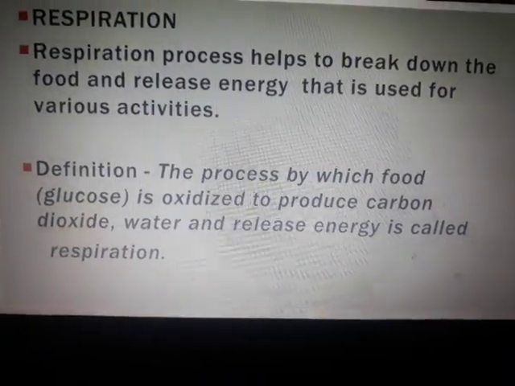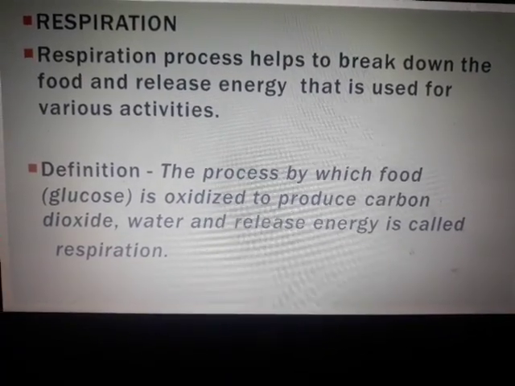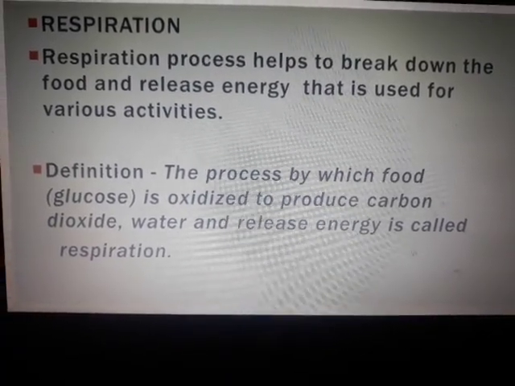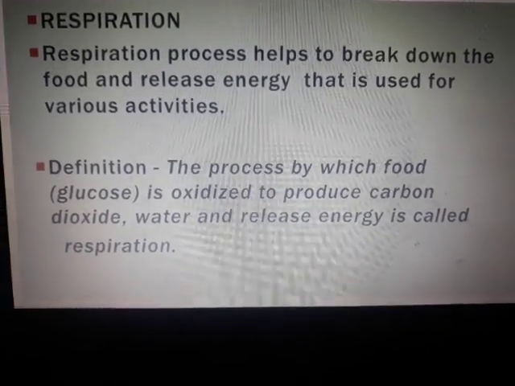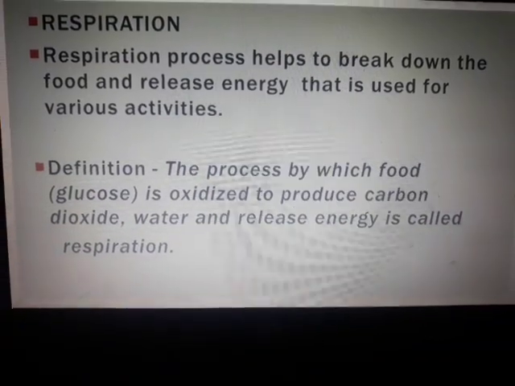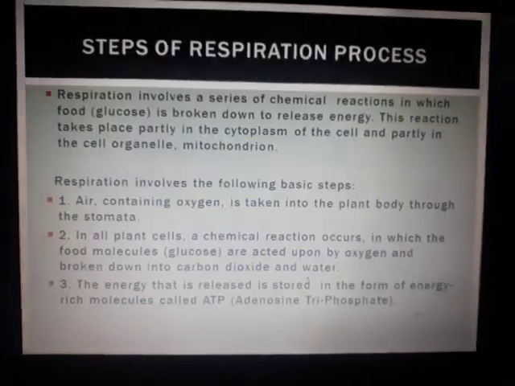So what is respiration? It is the process by which food or glucose is oxidized to produce carbon dioxide and water, and release energy. Fine? Carbon dioxide is given out through our lungs, and the energy is stored in our cells, which is used to perform various activities.